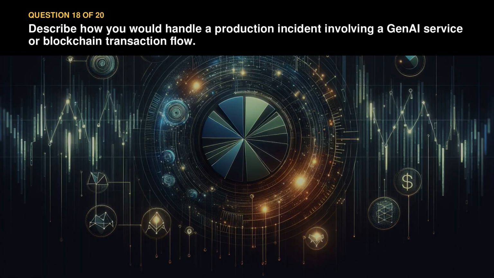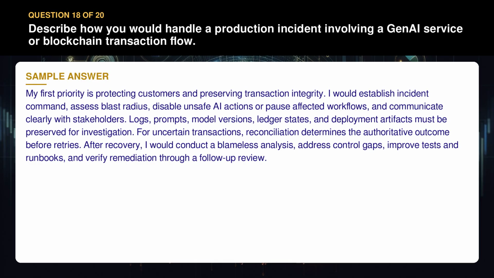Question 18. Describe how you would handle a production incident involving a GenAI service or blockchain transaction flow. My first priority is protecting customers and preserving transaction integrity. I would establish incident command, assess blast radius, disable unsafe AI actions or pause affected workflows, and communicate clearly with stakeholders. Logs, prompts, model versions, ledger states, and deployment artifacts must be preserved for investigation.